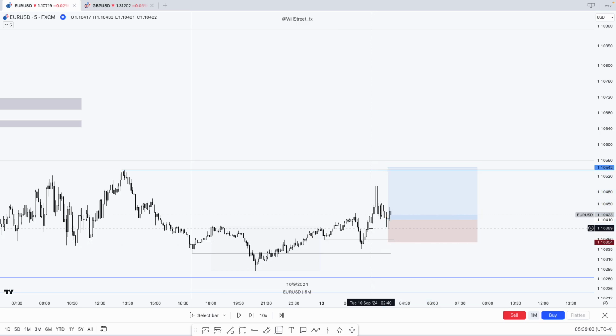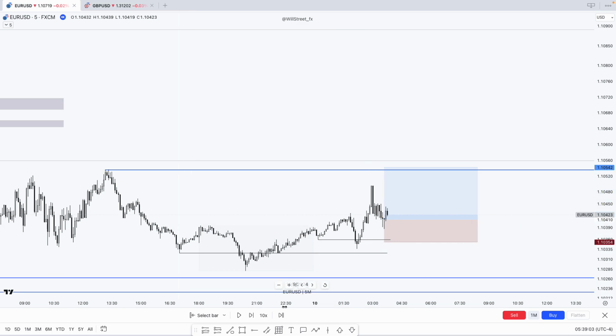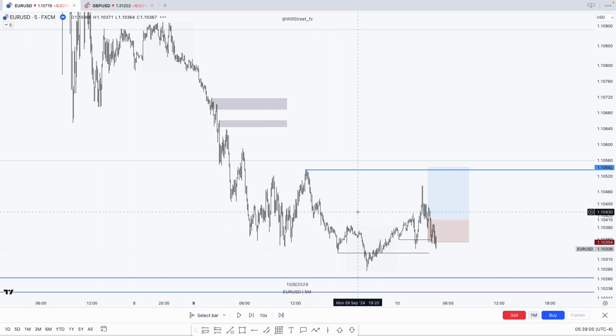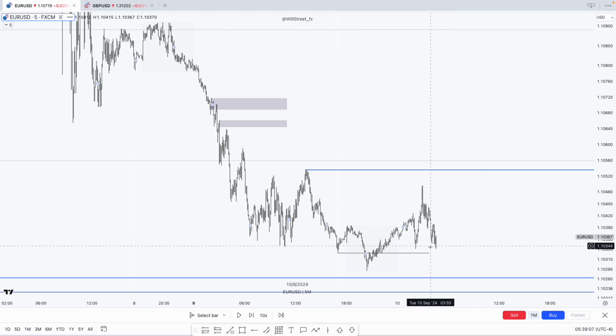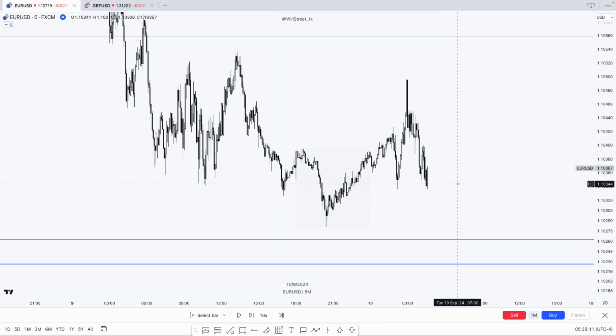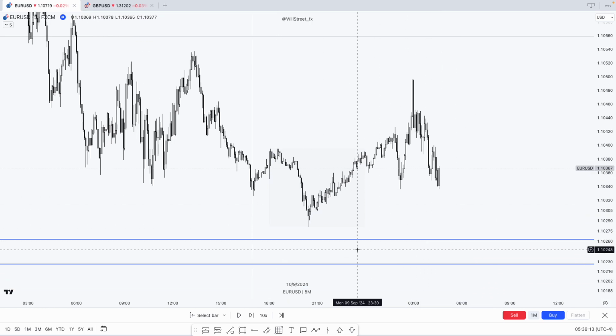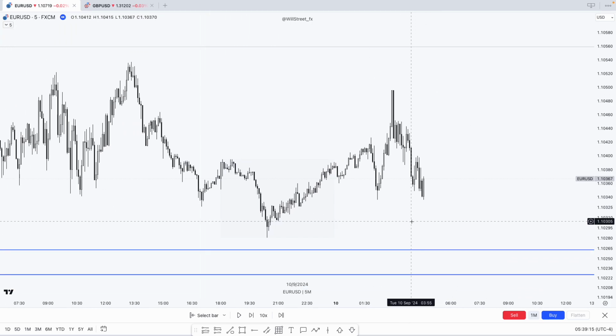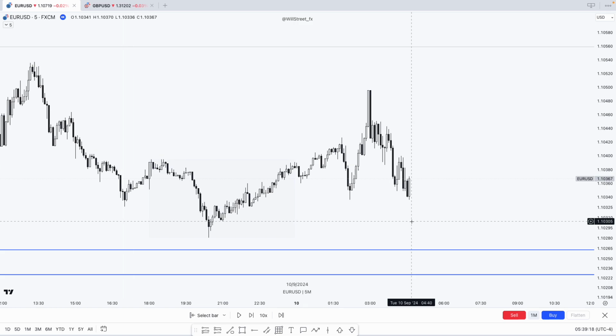OTE, order block, fair value gap, this one here, really clean, and got stopped out. Yeah, that's not the way to trade. So this is the trend, liquidity still open. So let's look for a short opportunity here.